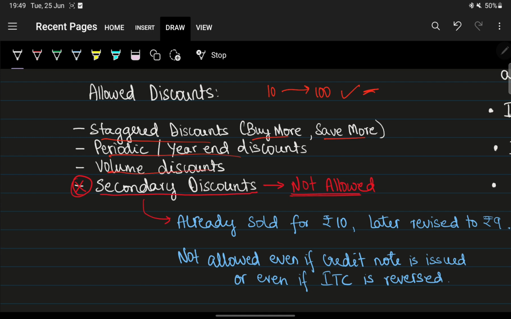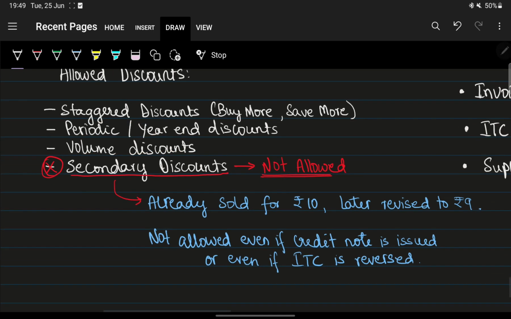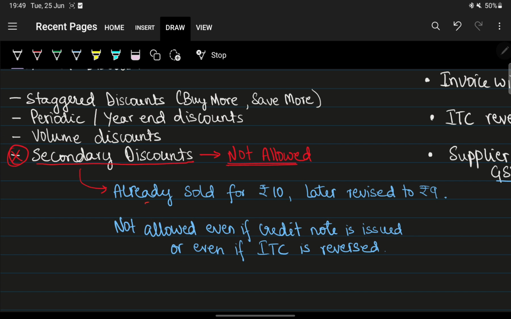Okay, next, volume discounts, meaning if you buy up to this much quantity, or if you purchase more than this quantity, that time we will give discount. That is also allowed. But secondary discounts are not allowed. What does secondary discount mean over here? It means if you have already sold the goods for 10 rupees, that supply, that transaction has already taken place and ended at 10 rupees, and later, maybe next month, the price is revised to 9 rupees, and the supplier then gives that 1 rupee discount. That is not allowed. After the transaction has occurred, if you later revise the price and give the discount, that is not allowed.